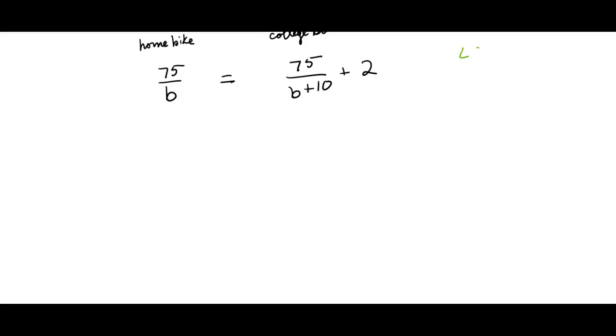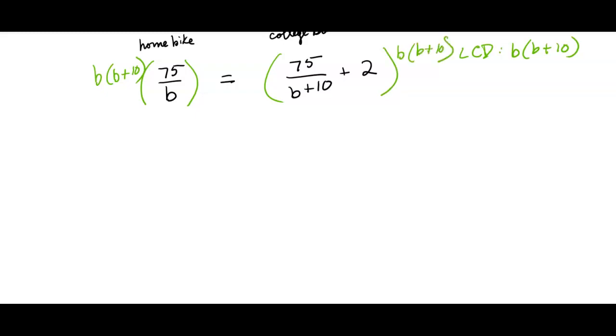And so what's the LCD? The LCD is b times b plus 10. So we're going to multiply this by b times b plus 10. And then we're going to multiply over on this side times b plus 10. Now I think in the last section I always distributed, but I didn't this time.